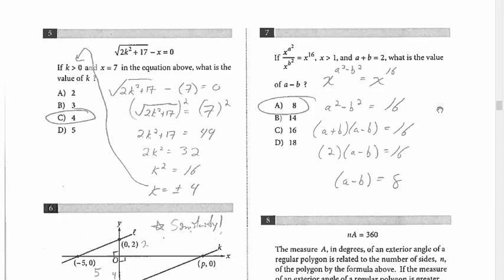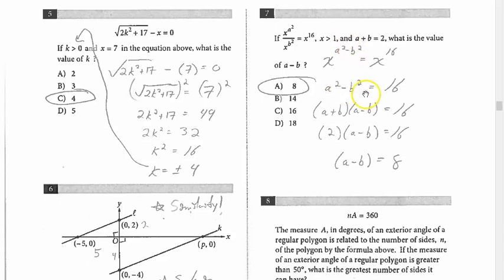Back to our exponent laws. What I did here was set this up as x to the a squared minus b squared, getting it into a single term with a single base, equal to x to the 16th. If these bases are the same, then these exponents better be equal, because I'm saying they're the same thing. So I can get rid of my bases and just examine the exponents. So a squared minus b squared is equal to 16.